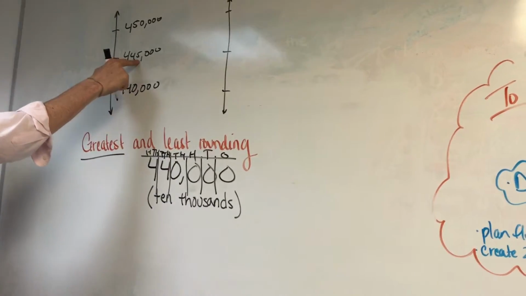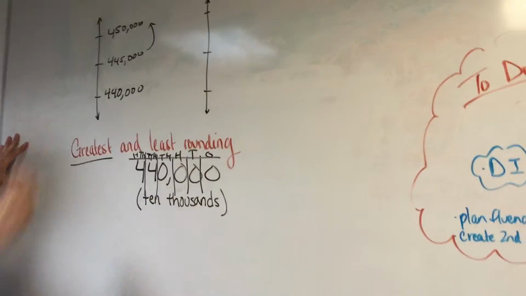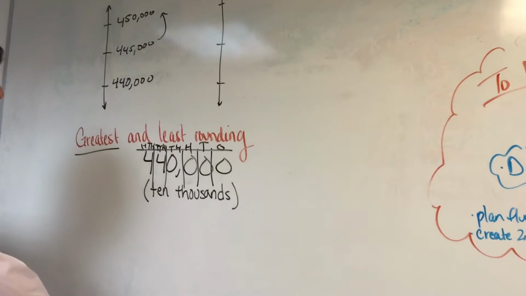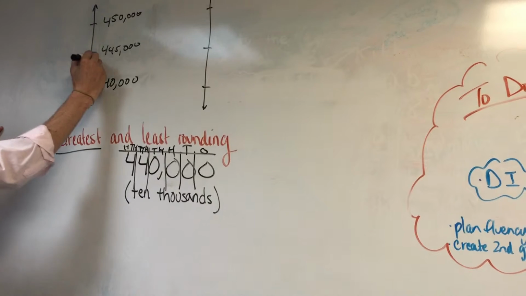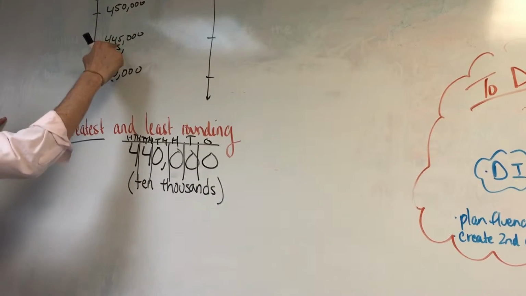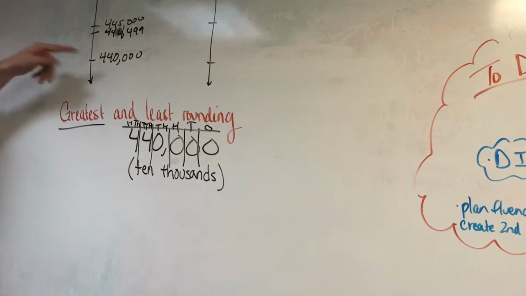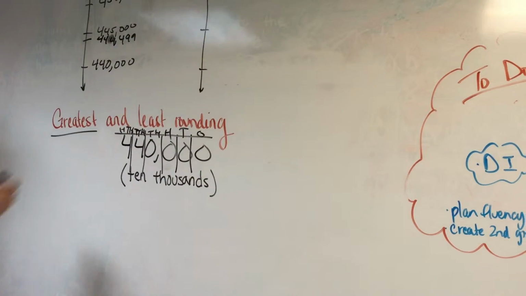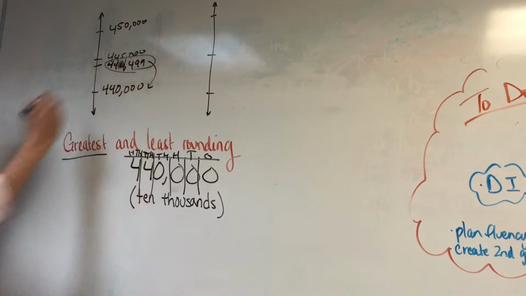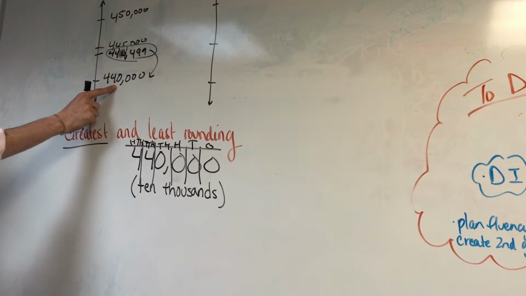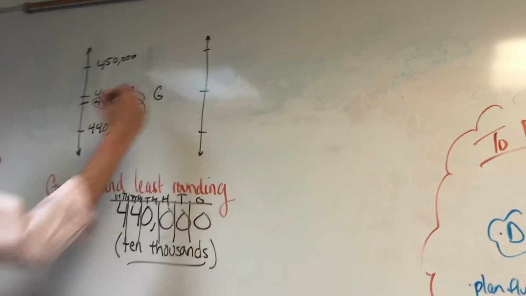I'm thinking about the greatest possible number that would still round to 440,000. If I picked 445,000, I know that's too great because then it would round up to 450,000. So it can't be 445,000. I need to pick another number. I know though, if I have the number 444,999, because it's one less than 445,000, it actually does round down. So this is actually my greatest possible number that rounds to 440,000 when rounding to my nearest 10,000. That's my greatest number. I'm going to label it my greatest number.